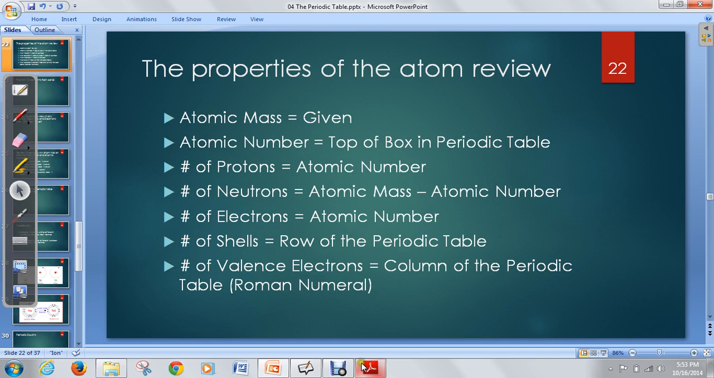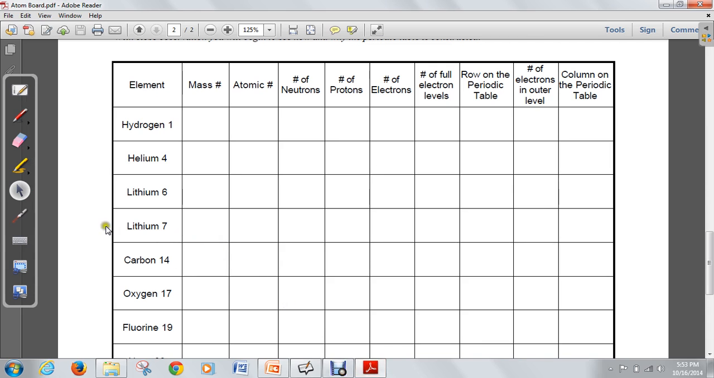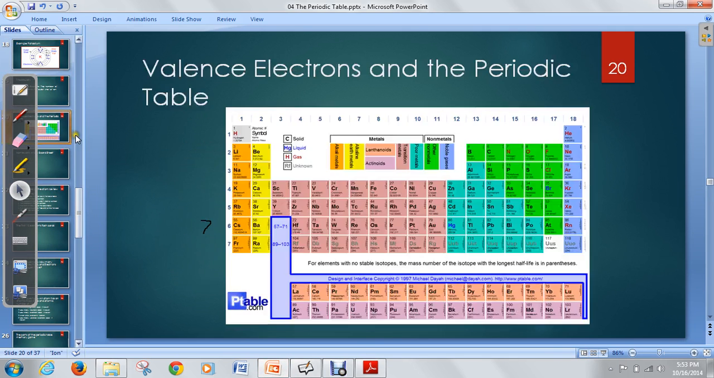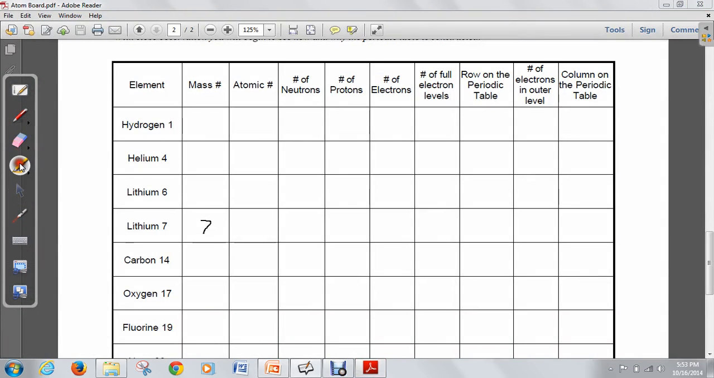Okay, so let's go through an example on this atom board. Let's do lithium-7. If I want to find the atomic mass, or the mass number, for lithium-7, I know that it's going to be 7 because it tells me right here. Lithium-7 means lithium with a mass of 7. To find the atomic number, I'd have to go to the periodic table and find the atomic number for lithium. So let me pull up a periodic table. And there we go, lithium's right here. And you'll notice in the top left corner that lithium has an atomic number of 3. Atomic number of 3.